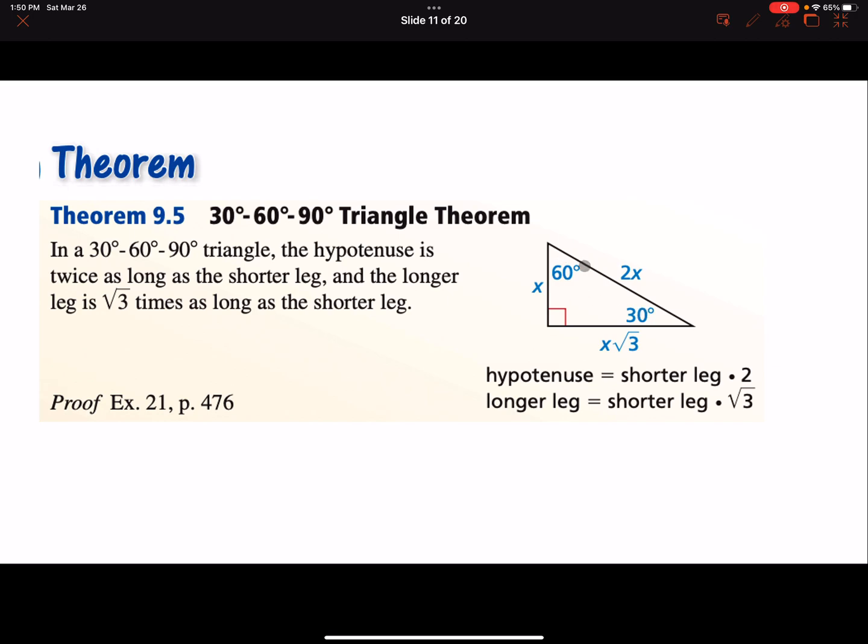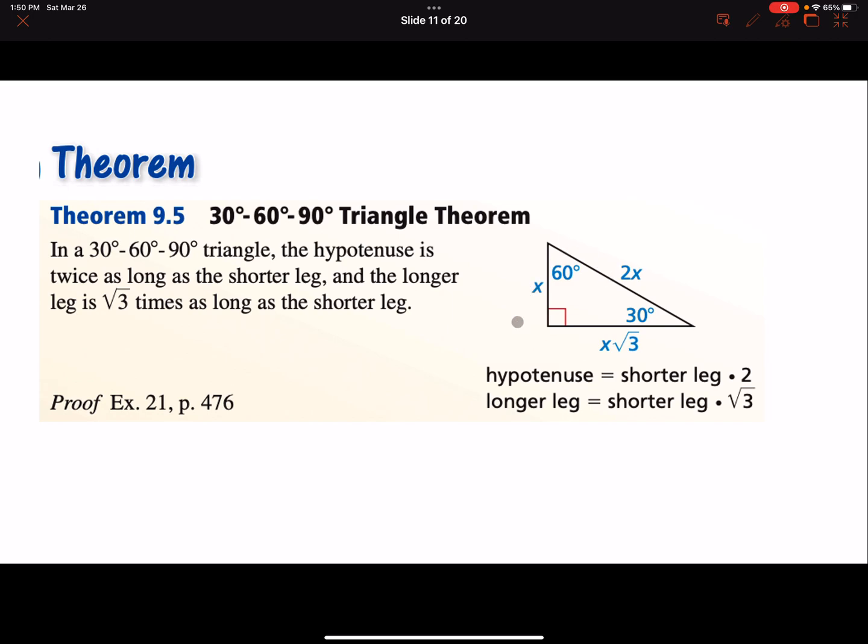The next biggest angle is 60. This is in the middle because it's 30, 60, 90, 90 being the biggest. 60 degrees is in the middle, meaning that the side across from it, or its corresponding side, is the medium-sized side. And then 90 is always going to be across from the hypotenuse, which we know is always the longest side.